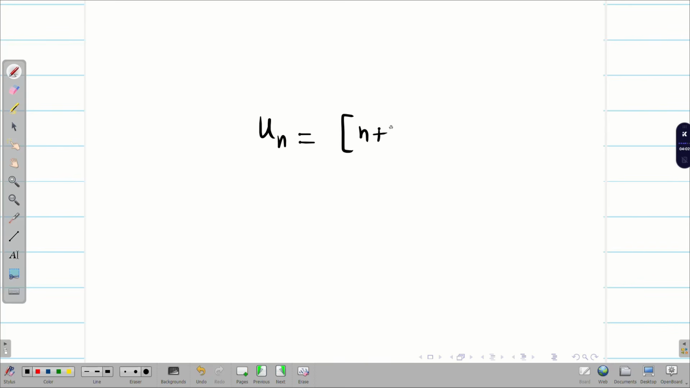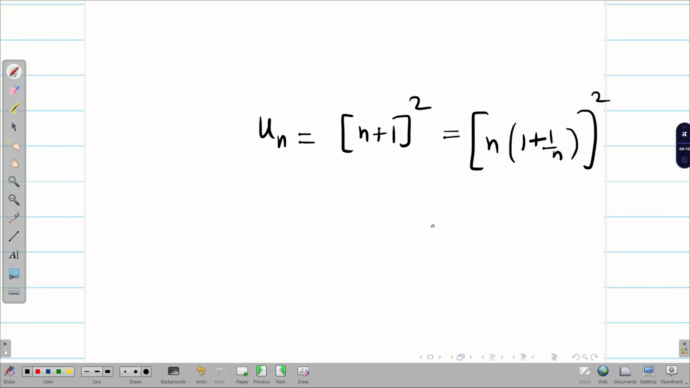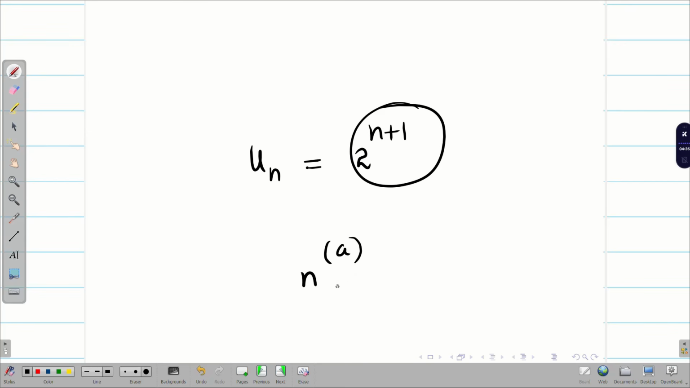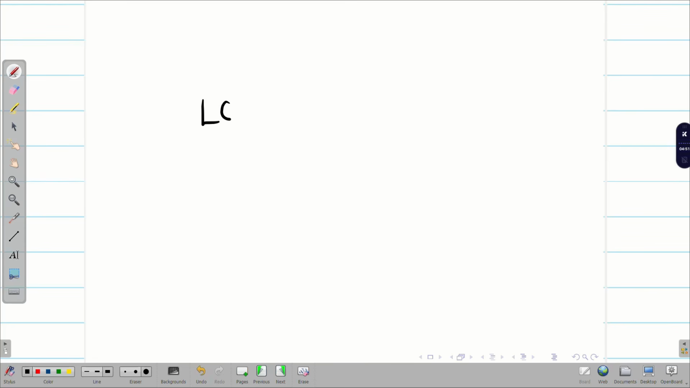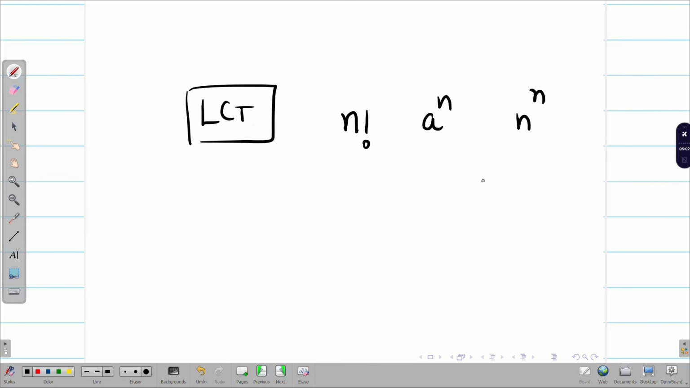Similarly, if I have a term n plus 1 whole square, then I will take n outside and 1 plus 1 by n like this, and I can write like n square into 1 plus 1 by n whole square. But suppose if I have 2 power n plus 1, how can I take n in common? So n power any number or something like this, or n plus 1 power any number, I can simplify. But anything power n, I cannot use limit comparison test. So simply what we say, limit comparison test fails or it has an issue when we have a problem with n factorial, a power n, n power n, etc.